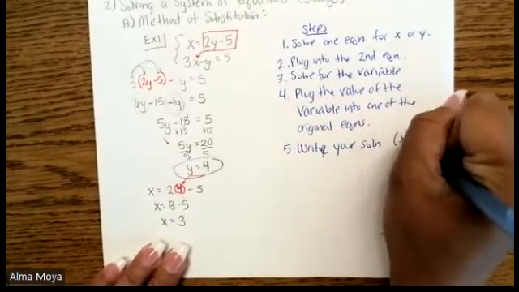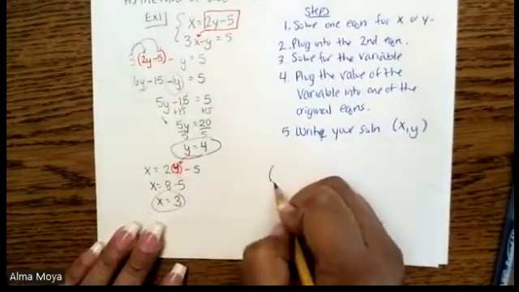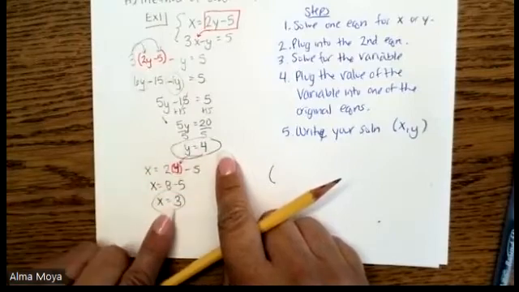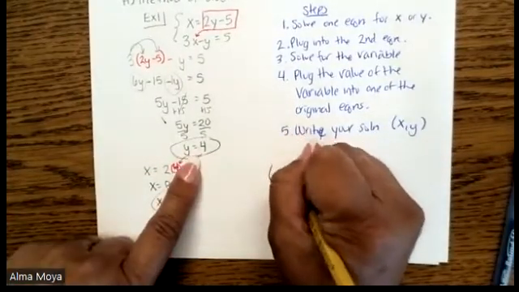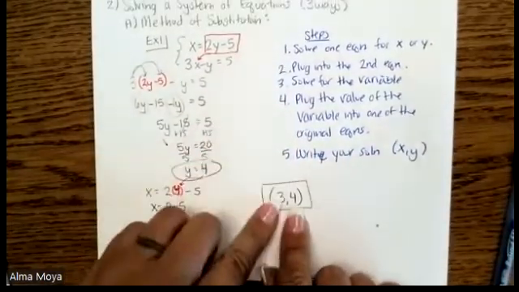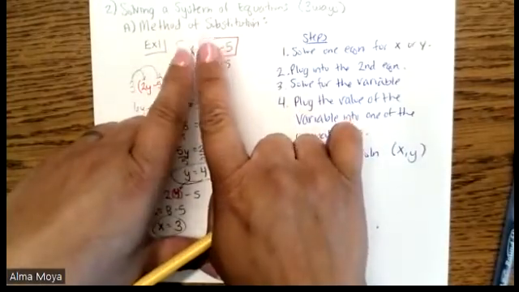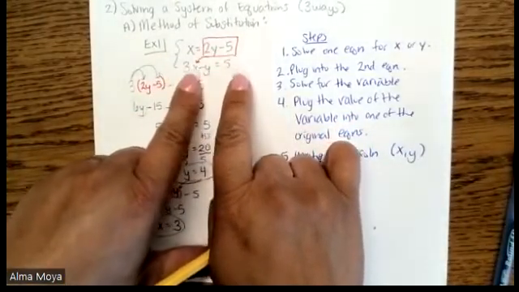The last step is to write your solution as a coordinate point. It has to look like this. It doesn't matter that I solved the 4 first. The x coordinate goes first, and the x is the number 3, and the y is the number 4. Now you could go back and check your answer by plugging this into here and making sure the left side equals the right side, and plugging into here and making sure the left side equals 5.